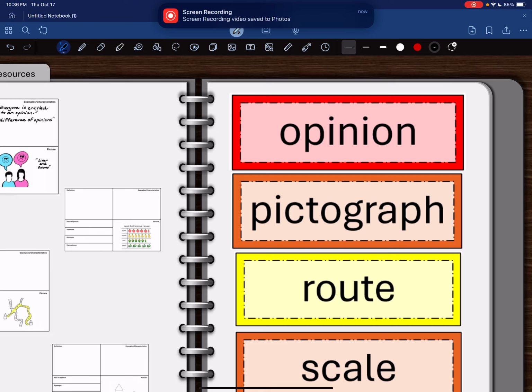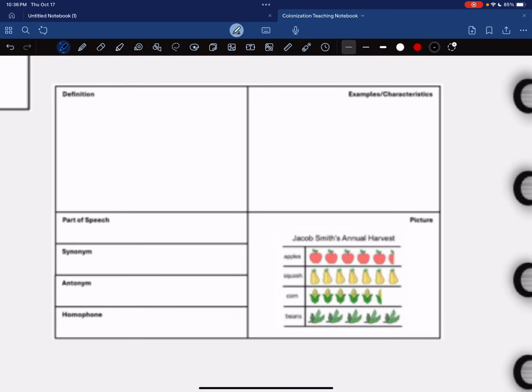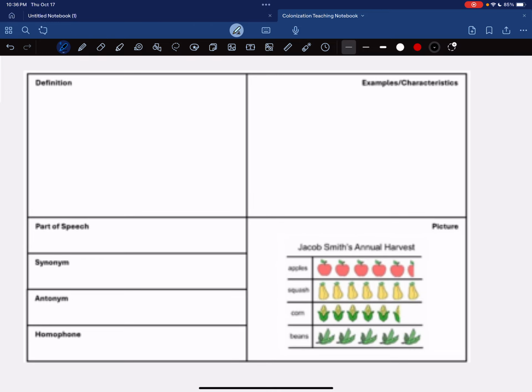Our next word is pictograph. Pictograph. And when you open the card, you see something like this. It's a little bit blurry as I'm enlarging it. I'm sorry about that. A pictograph.